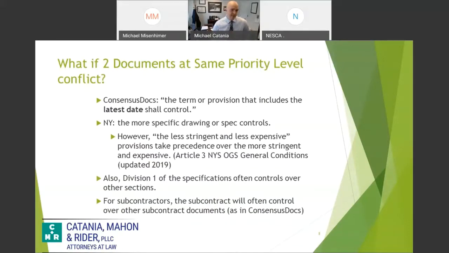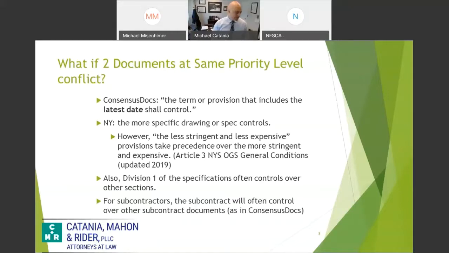Consensus Docs also has some nice saving language here that despite that order of precedence, if there's a term or provision that's conflicting, you're going to use the one with the latest date. If for some reason something's issued a few weeks later, you would use that information as opposed to the original.